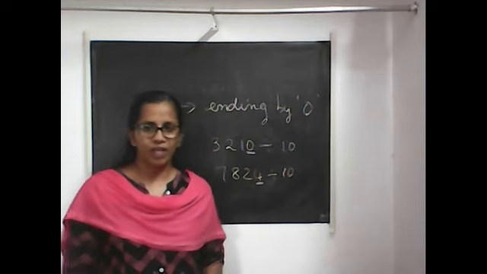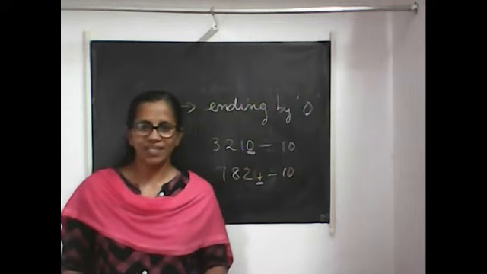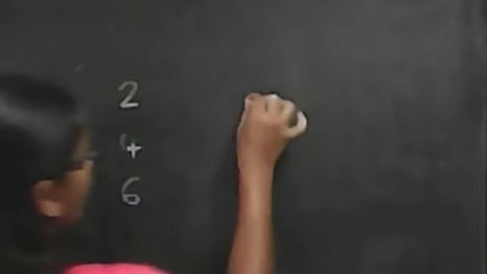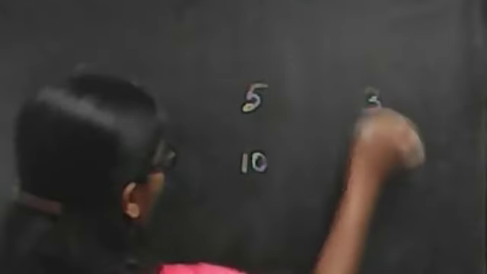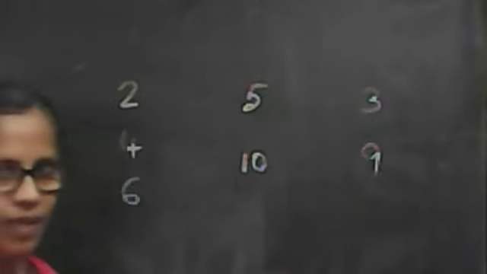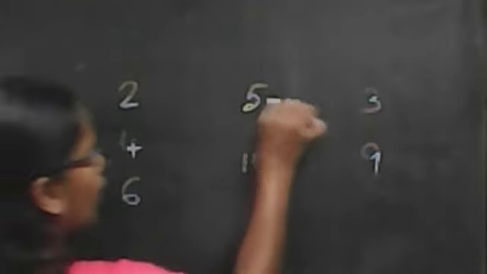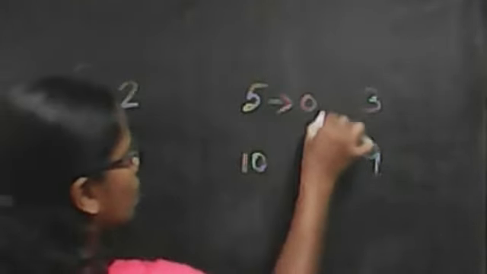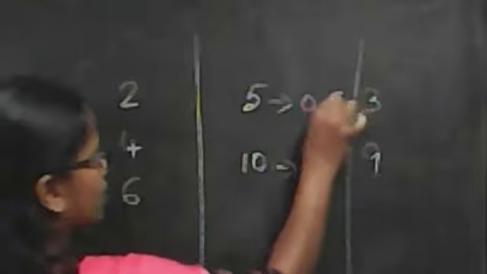So we have studied all the divisibility tests. Let us revise and summarize it. Group them: 2, 4 and 6 in one group, then 5 and 10, and 3 and 9. For 5, the ending number should be 0 or 5. For 10, it is only 0. Like that you can study.